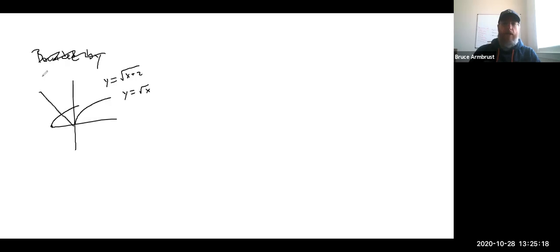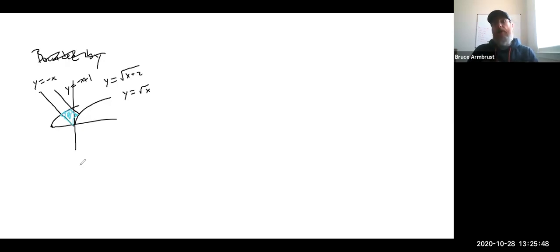So this is y equals negative x. And let's go y equals negative x plus 1. So the region that we're looking at sort of looks like a diamond, but isn't, because of the fact that these are curved.